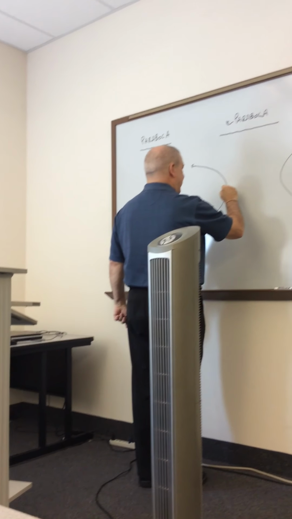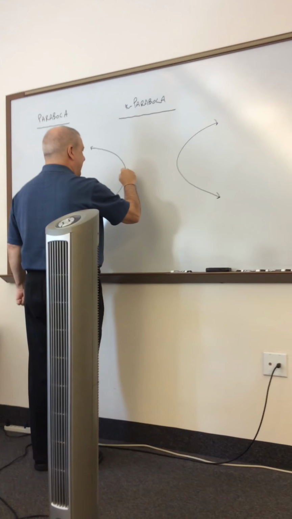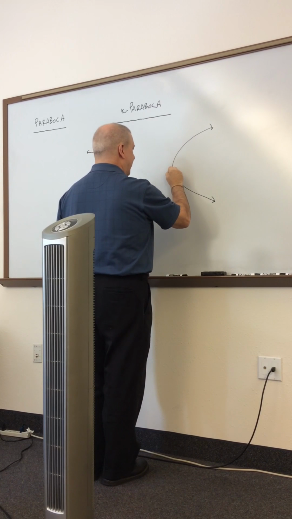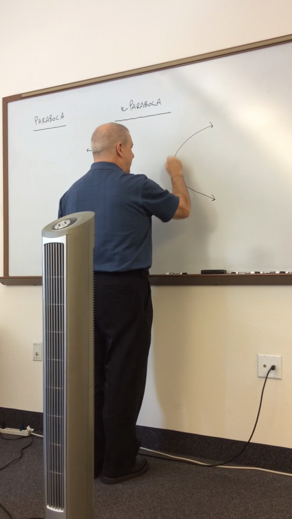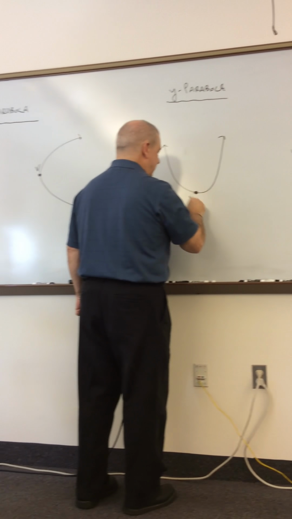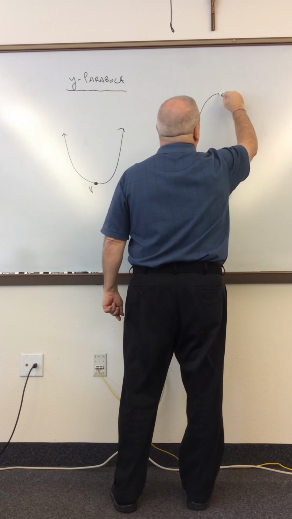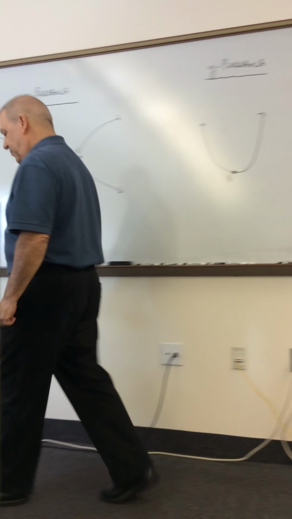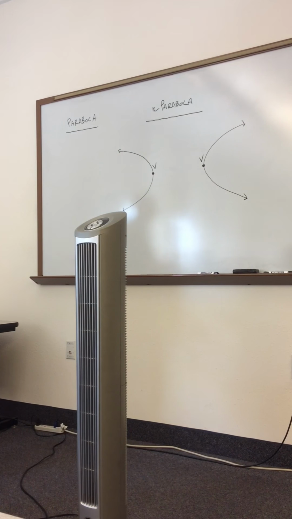Now make this a little big. Let's mark this with a capital V. Mark it with the capital V. That's called the vertex point.